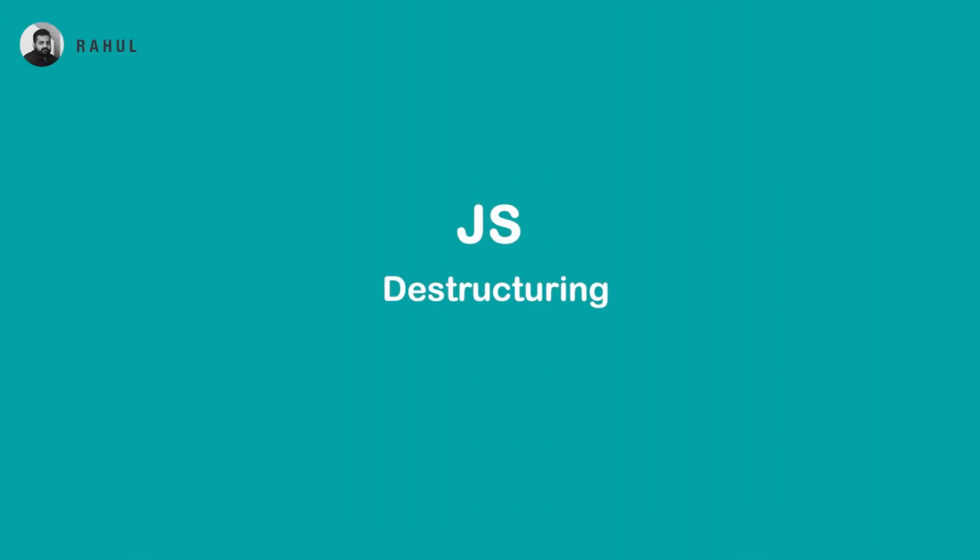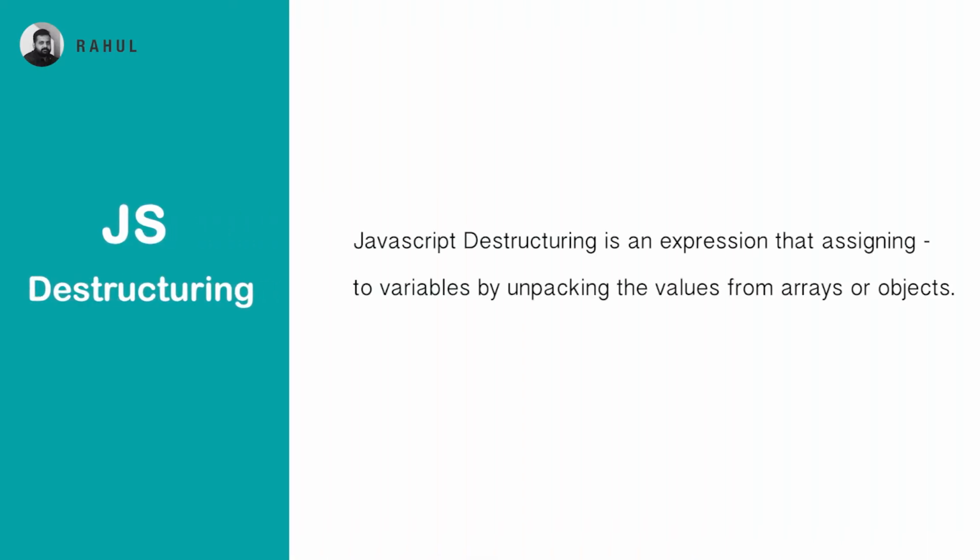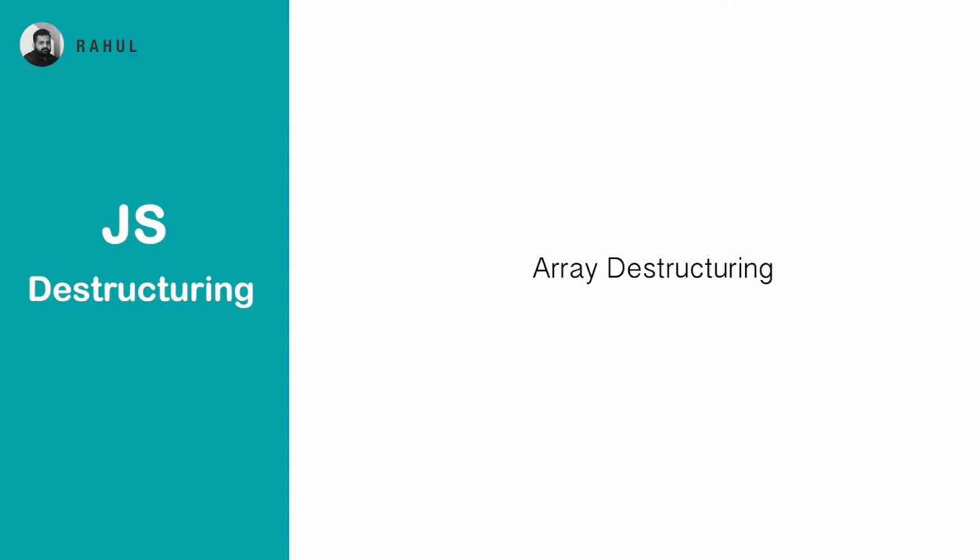In this tutorial, we are going to look at JavaScript destructuring. JavaScript destructuring is an expression for assigning to variables by unpacking the values from arrays or objects. Now let's see array destructuring.